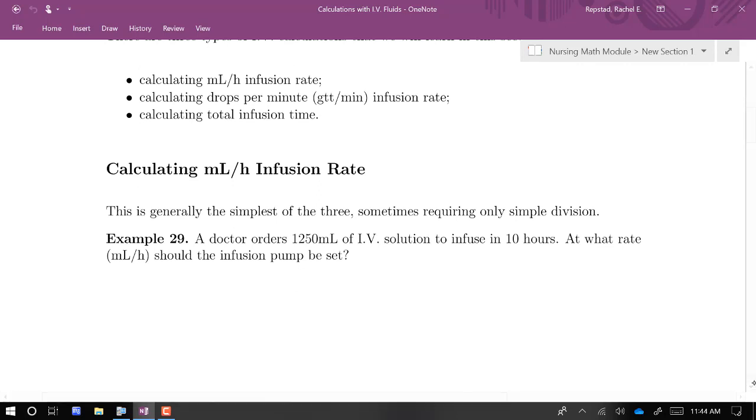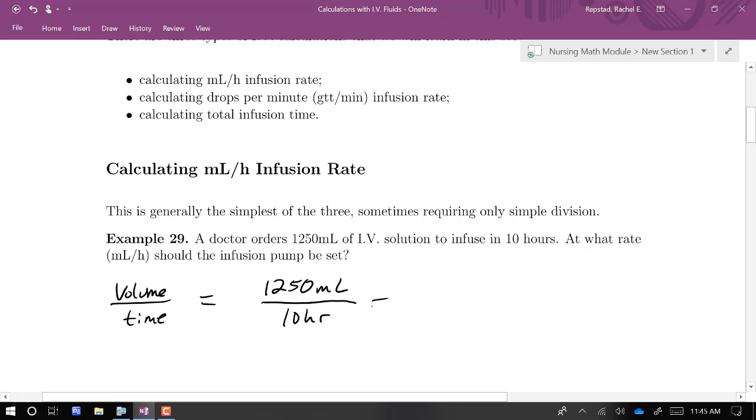So if a doctor orders 1,250 milliliters of IV solution to infuse in 10 hours, what is the milliliter per hour infusion rate? So we're just going to take the volume and divide it by the time ordered, right? The volume ordered divided by the time ordered, and that's just a simple fraction, 1,250 milliliters per 10 hours. And we see why we're going to end up with milliliters per hour just by following the units that we have here. So 1,250 divided by 10 is 125 milliliters per hour.